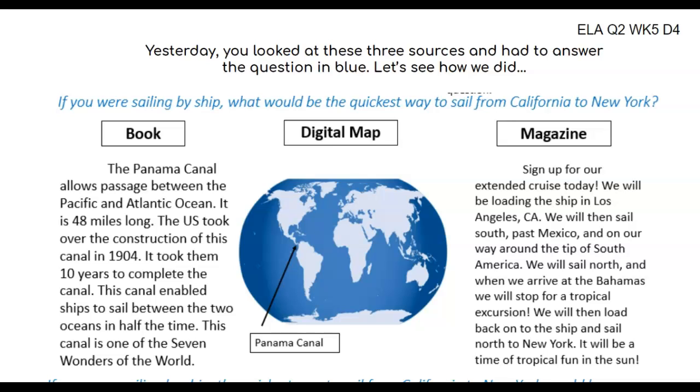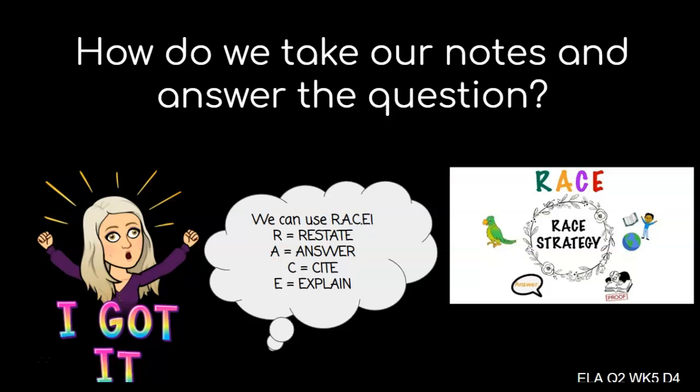Now what we're going to do is think about how to put that information into an answer. So how do we take our notes and then answer a question? Well, we could use the RACE strategy, and this is something I would think the majority of you have tried in previous years. We restate the question, we make sure that people know exactly what we're answering, and then A, we provide the answer to the question, and if it's multiple questions, we make sure we address each part.